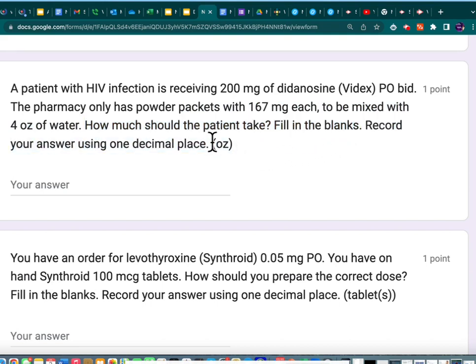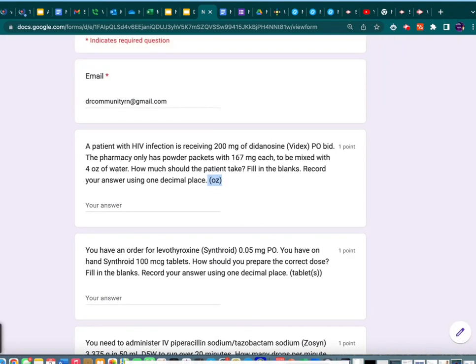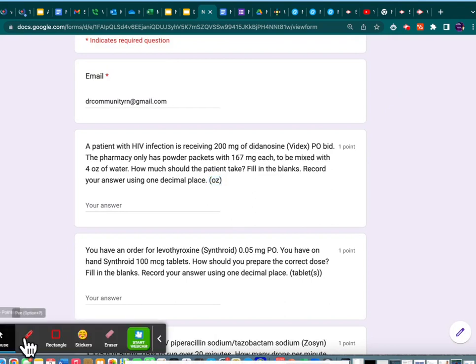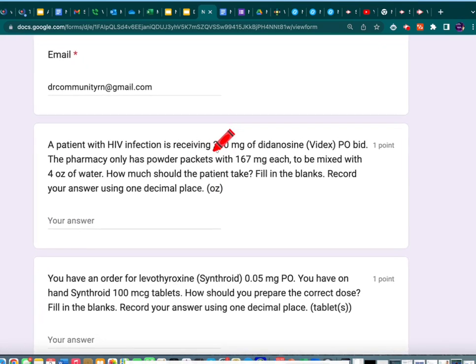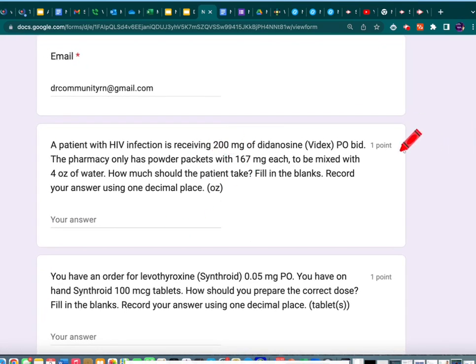See how here I have ounces in the parentheses? That means I want your final answer to be described in ounces. Now, you should only be typing in numbers. You don't need to type in OZ or ounces, okay? So I'm going to get my pen tool here so that we can begin to think about how we might structure this. And then I'm going to give you a moment to think through it on your own, okay?